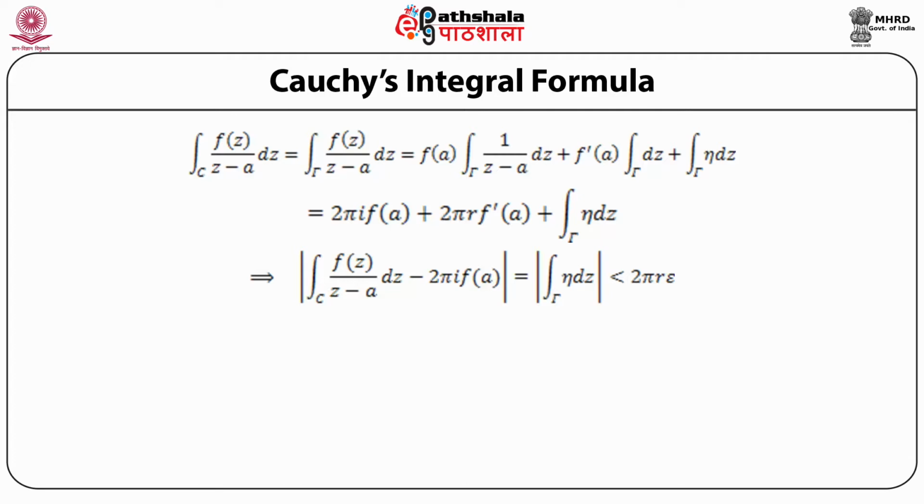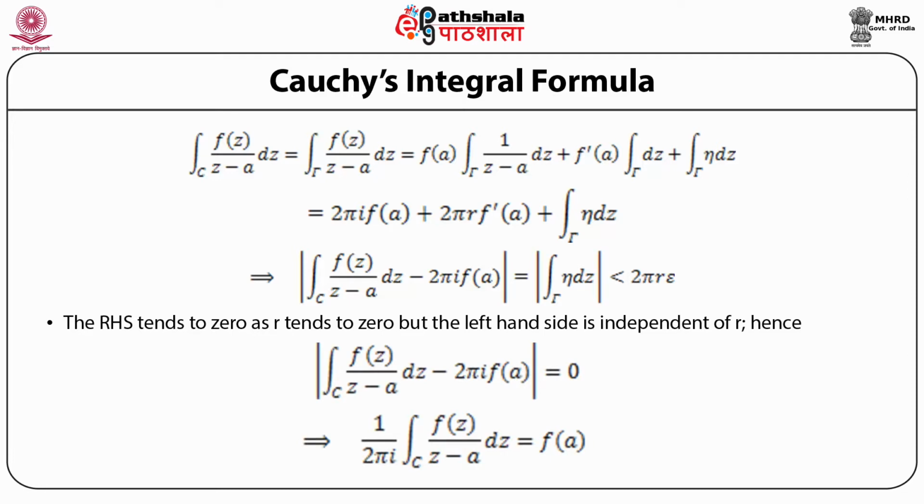This implies that the mod of the integral along C of F(z) divided by (z minus a) dz minus 2 pi i f(a) equals the mod of the integral along tau of eta dz, which is less than 2 pi r epsilon. The RHS tends to 0 as r tends to 0, but the left hand side is independent of r. Hence, the mod of the integral along C of F(z) divided by (z minus a) dz minus 2 pi i f(a) is equal to 0. This implies that 1 divided by 2 pi i times the integral along C of F(z) divided by (z minus a) dz equals f(a).